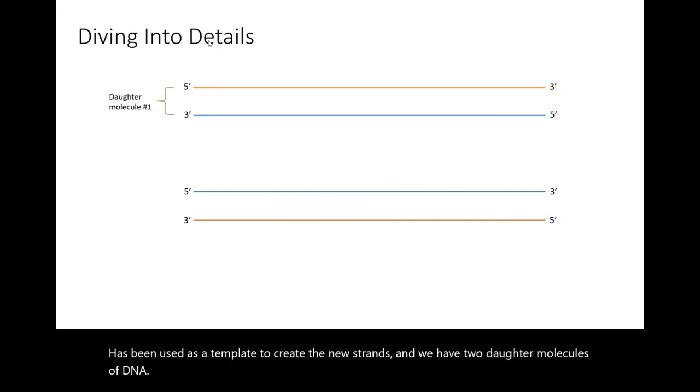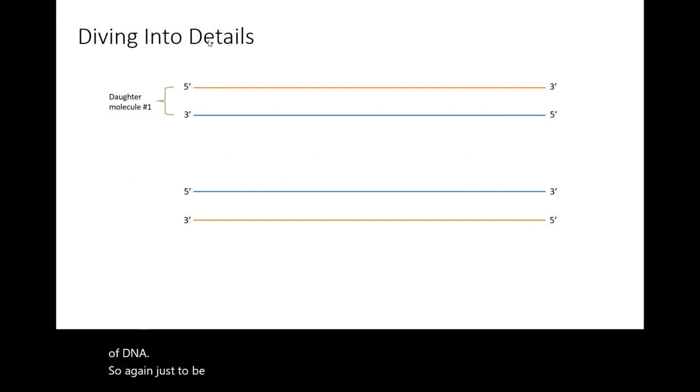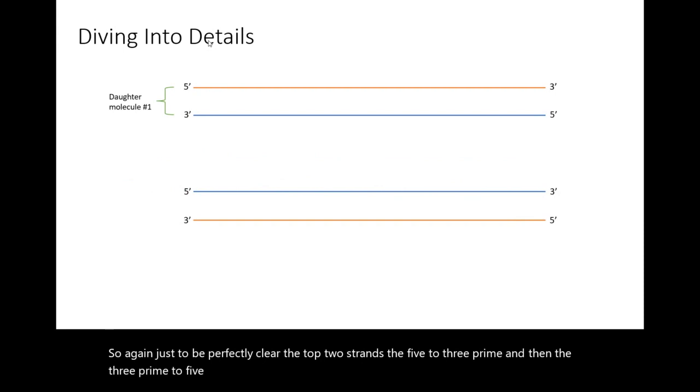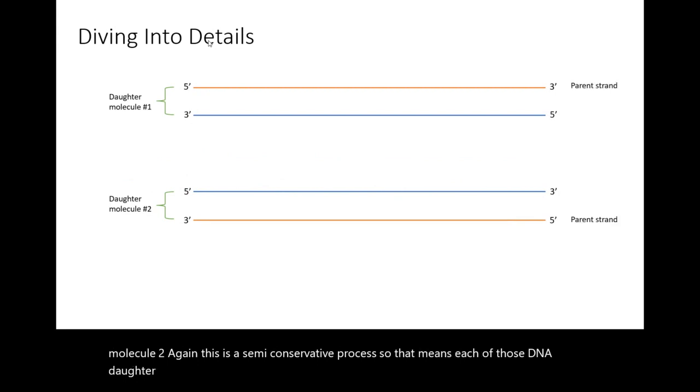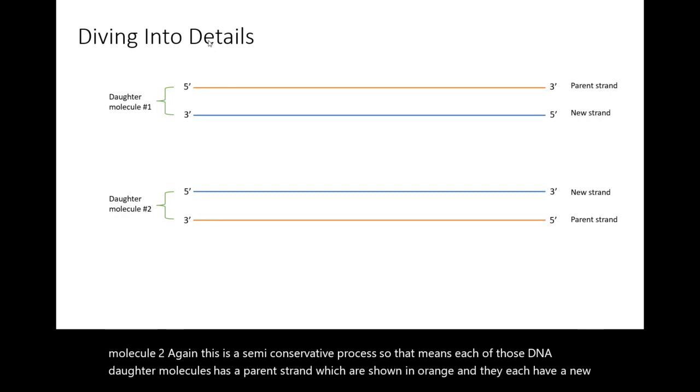Okay, so again, just to be perfectly clear, the top two strands, the 5' to 3' and then the 3' to 5', that's one daughter DNA molecule. And then the bottom set is DNA molecule number 2. Again, this is a semi-conservative process. So that means each of those daughter DNA molecules has a parent strand, which are shown in orange, and they each have a new strand. Okay?